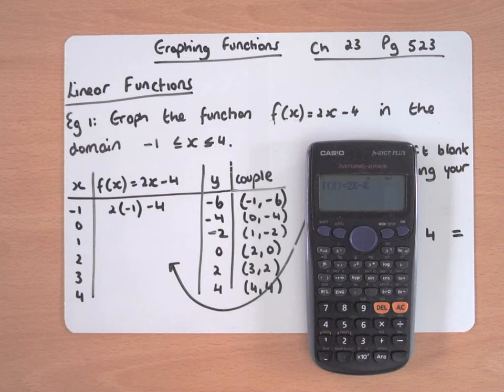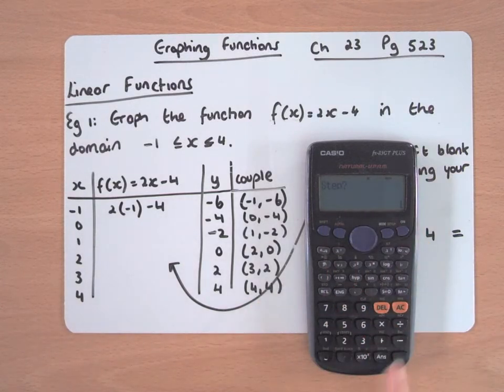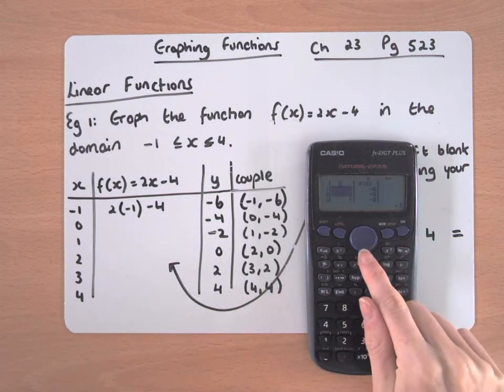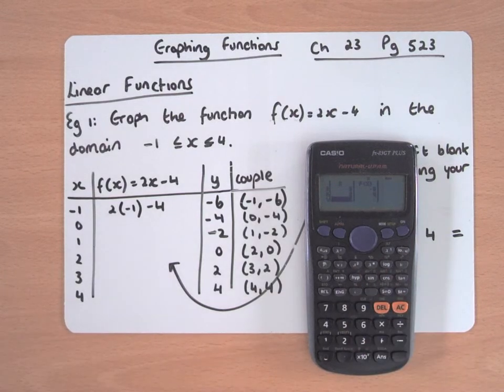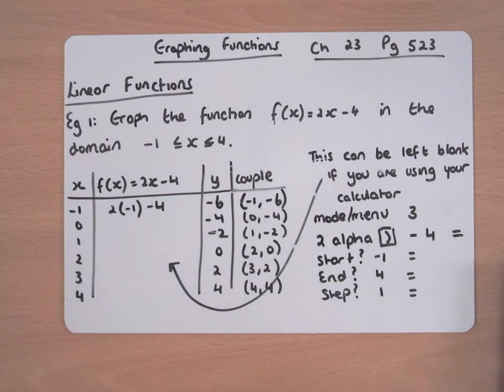What then? Equals. Good. Start. Where do I want to start? Minus 1. Equals. Where do I want to end? 4. Equals. Step. It's already at 1, so you can just press equals. And there's my table. Is that alright? Great. Now, that's getting your table. Now we need to actually draw the graph.